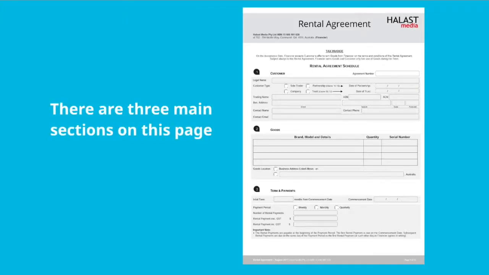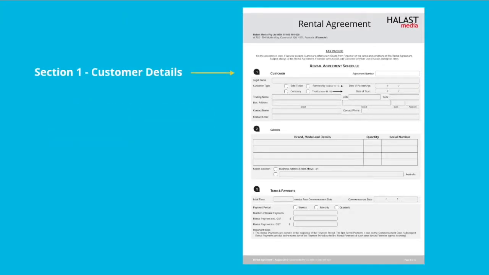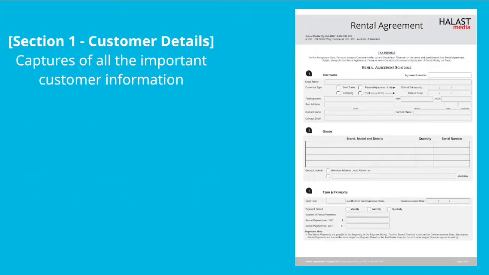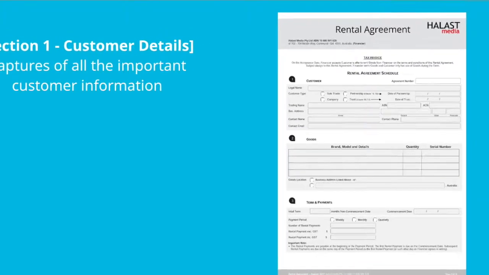On page 1, there are 3 main sections. We have the customer details, the goods description, and the terms and payments. Now let's look at each a bit closer. The customer details section captures all of the important information about the customer, and this is really the first line of sight from an assessment point of view.